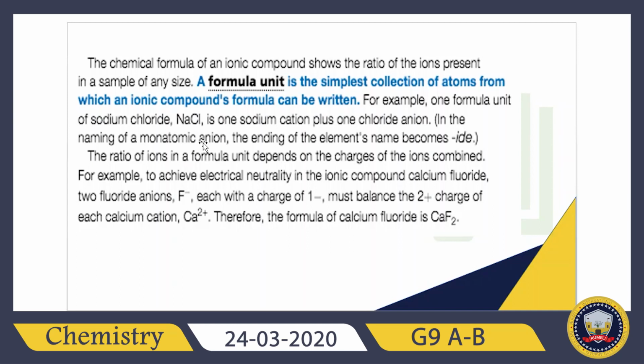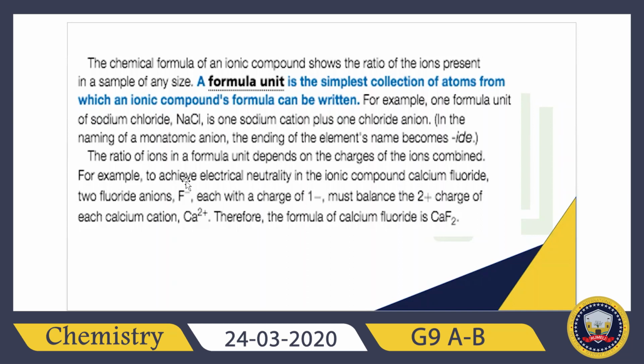Now, in the naming of a monoatomic anion, the ending of the element's name becomes -ide. I told you about that. So the naming of the positive ion, the cation, stays the same. We say sodium. But for the negative ion, the anion, Cl-, it is what? Chlorine. We change the ending. We change it to -ide. So it becomes chloride. So the whole name becomes sodium chloride.